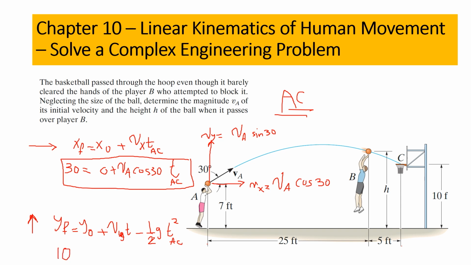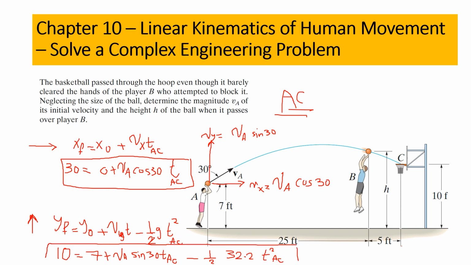Remember, here's the tricky thing. Everything in this question is in feet, correct? So it's 10. What is my y initial? 7. What is my vy? It's vA sine 30, right, times tAC, correct? Minus half. What is acceleration in feet per second squared? 32.2, times tAC squared, right? So now you have another equation. How many unknowns do I have here? 2, right? So I can do substitution. You can find vA in terms of tAC and substitute there and find the other one. And at the end of your calculations, you will end up finding 2 values, right?